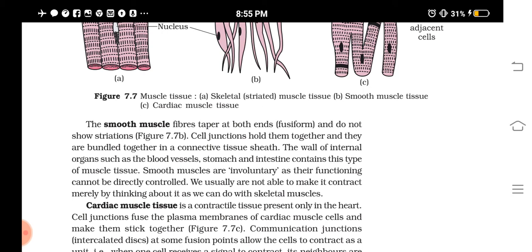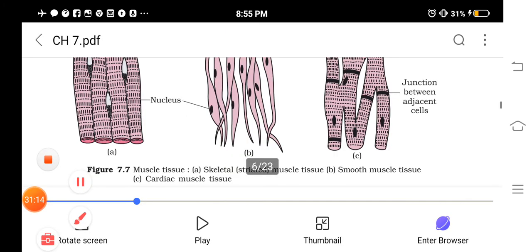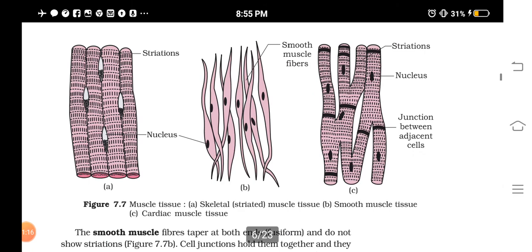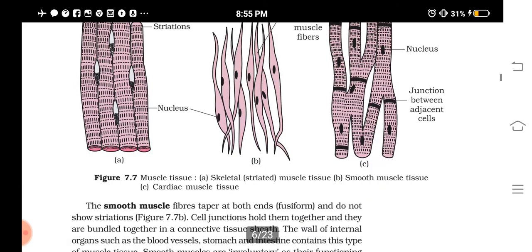Then the last is what? The cardiac muscles. Cardiac muscles are only found in where? In the heart. Okay, in heart only you can see. They are also cylindrical in shape, but you can see that they are branched. Branched, and they are also striated type of tissues, and they work continuously without any rest.